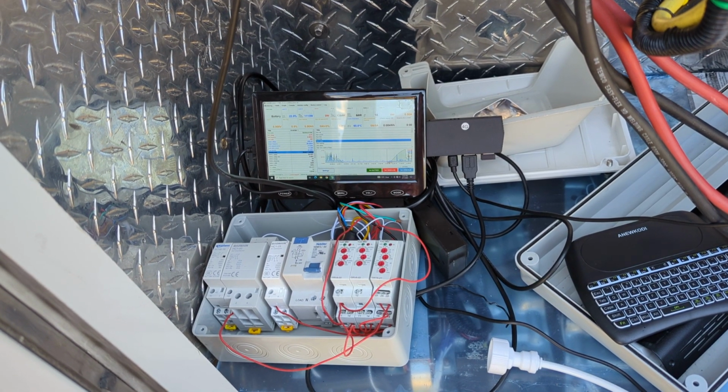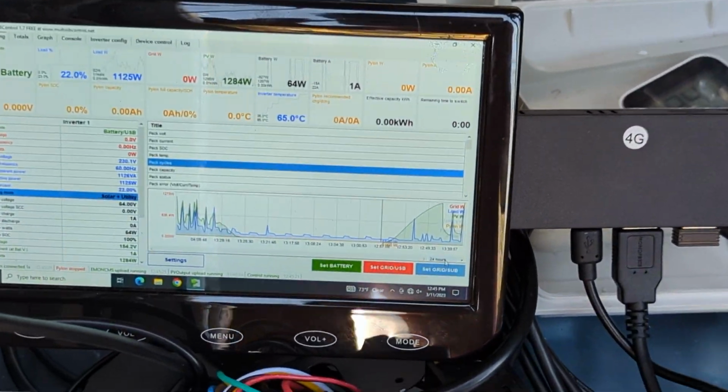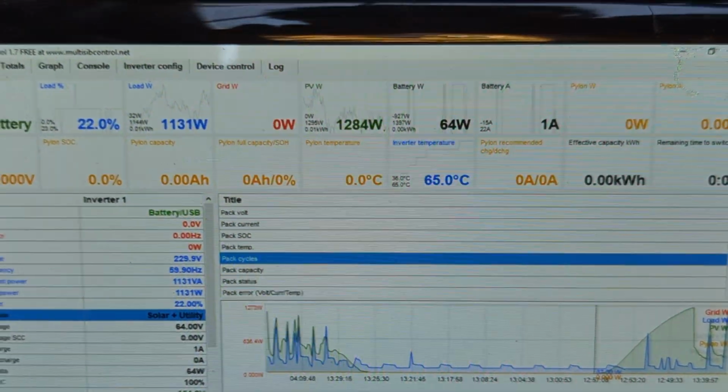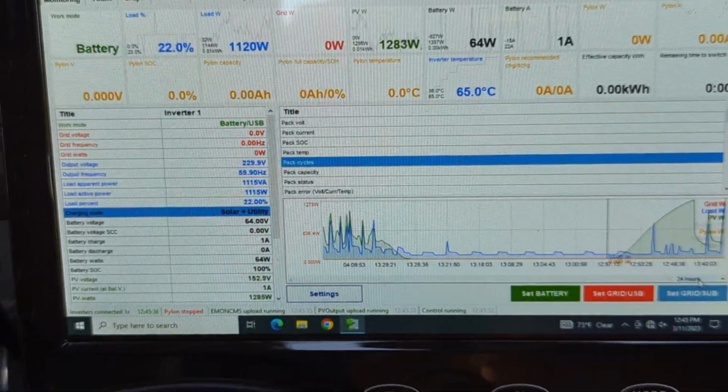Gonna zoom in and take some notes on my system here. So we have multi SIB control running some graphing, and I just wanted to point out how the system is working.